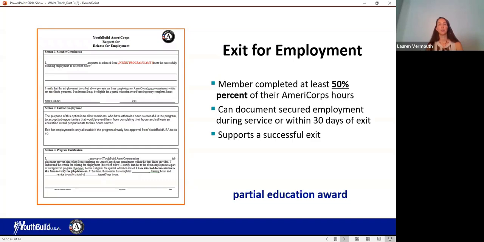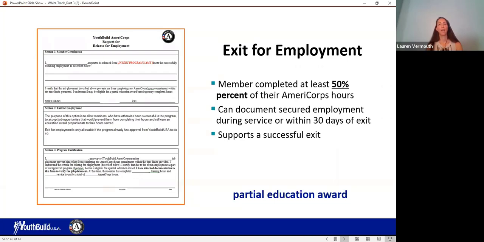And this is intended to support a successful exit. So I think the example I would give is we have a young person who's been highly engaged at the program. They've developed those skill sets and those mindsets that they need to be successful as they move out of YouthBuild. They've earned those credentials that you want from them. And maybe they have 100 AmeriCorps hours left, but they have an amazing employment opportunity. And you discuss it and you're like, no, you really need to take this. So we're going to exit you with a partial award for employment, and they'll be able to take a partial education award with them.